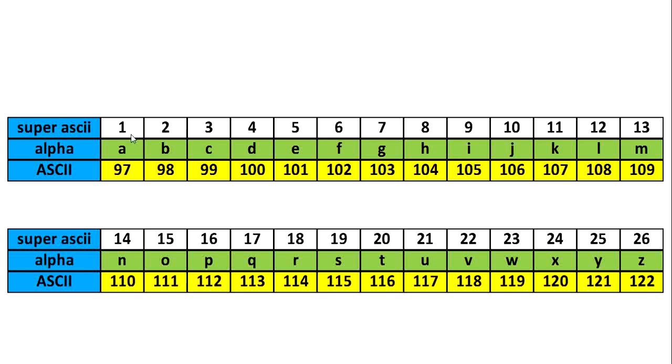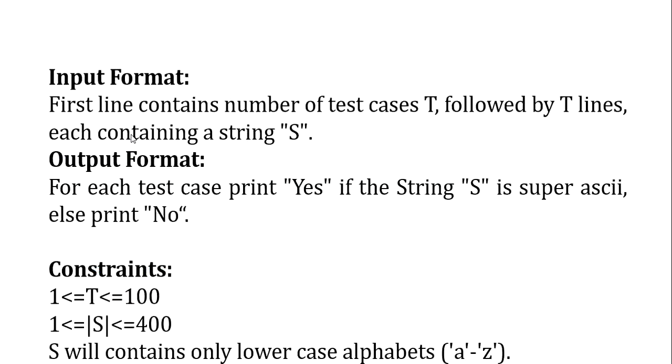We'll move on further and see what question they have given. Input format: the first line contains the number of test cases T, followed by T lines each containing a string. So based on your test cases, that many strings you are going to accept. And what is your output? For each test case, print S if string S is super ASCII, else no. So we are supposed to check whether the string is a super ASCII string. If it is a super ASCII string, I will display S as my output, else I will display no as my output.